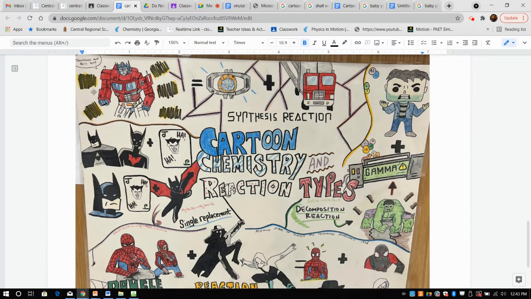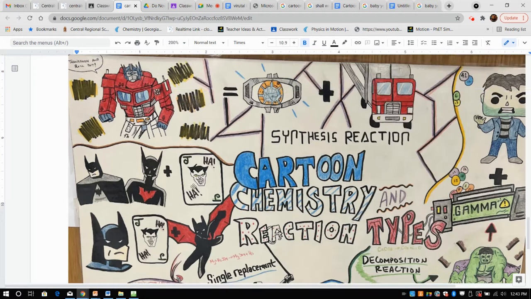All right, so here they're showing a synthesis reaction. They clearly label the synthesis reaction. They have drawn 2 of their cartoon things from simpler parts into the more complex. Let's zoom in a little bit more.